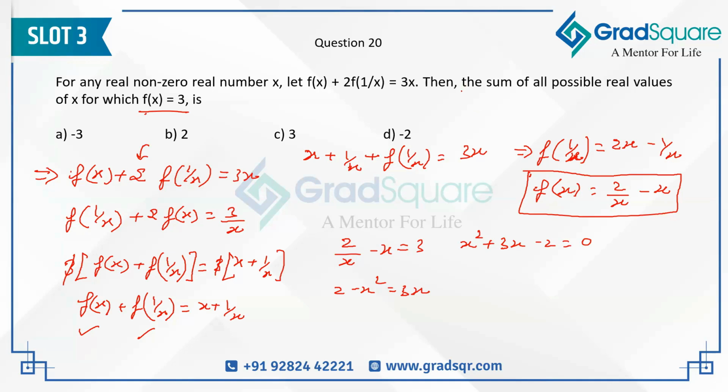Now, what is the question asking you? Sum of all possible real values of x. If you look at this and look at the discriminant, which is b square, which is 9, minus 4 into minus 2, that will give you a positive number. So the roots over here are real for sure, right? That's one thing. What will be the sum of the values of x? Minus 3 by 1, which is going to be minus 3. So option A, minus 3, will be the correct answer for this question.